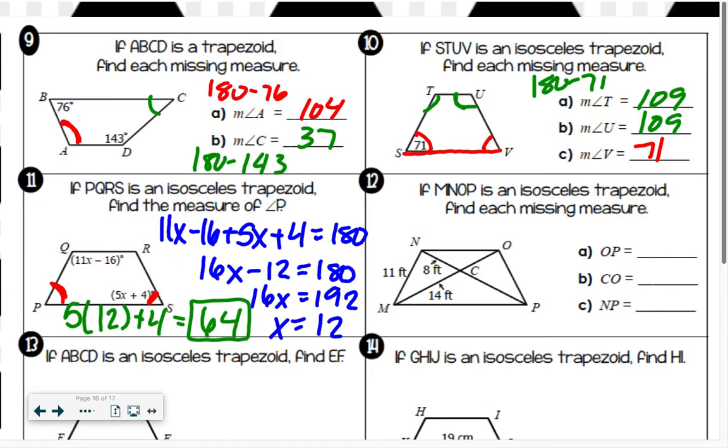Okay, 12. Still isosceles. How big is OP? 11. My legs are the same in an isosceles trapezoid. Good. How about CO? 8. I know my diagonals have to be the same, so these two have to match. What else do we have? NP. How big is NP? 16? 22? Oh, yeah. It's 14 plus 6... 8, and then this is 14. 8 plus 14 is 22.